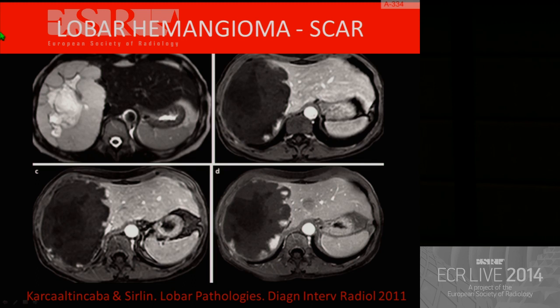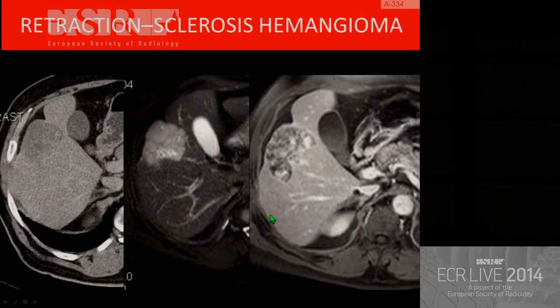And this is another hemangioma. You can see the scar. It's a bizarre lesion. It fills the whole right lobe. And you can see that the enhancement pattern is very diagnostic. So once you see it, you would be able to diagnose it. But this lesion, we were not able to make the preoperative diagnosis.